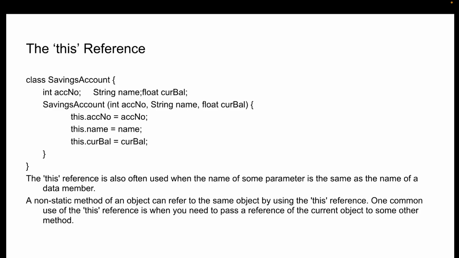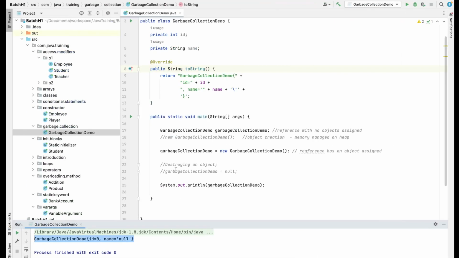When we were creating this parameterized constructor, we basically had to initialize the data members, or the instance variables, or the non-static variables. So how do we do that? We do that with the help of this reference. When we say this dot account number equal to account number, what this basically means, this dot account number, let me go ahead to the editor.